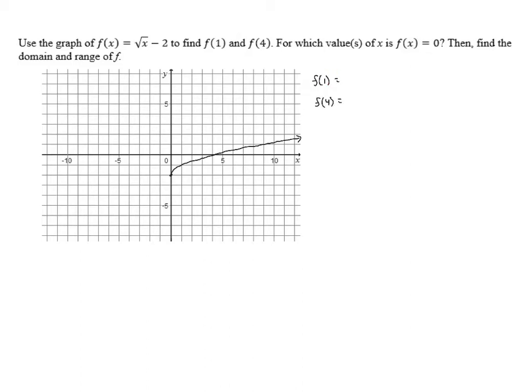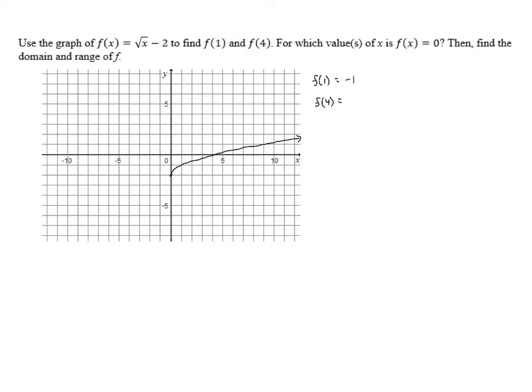F of 1 just refers to the function value when x equals 1. When x equals 1, we look down to see where the function is, and we can see that there is a point on the graph that has an x-coordinate of 1, and if we look at the y-coordinate, it has a y-coordinate of -1, so we know that f of 1 is equal to -1.